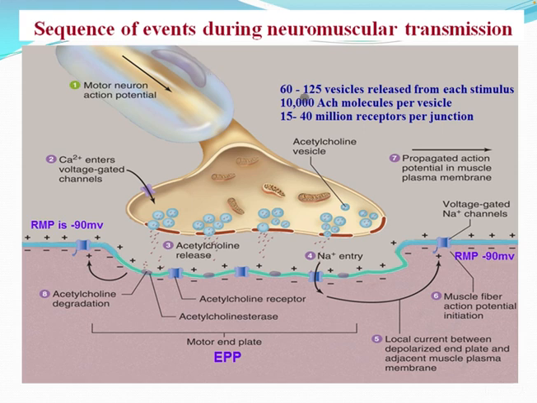So 60 to 125 vesicles are activated by each stimulus. Approximately 10,000 acetylcholine molecules are released from the vesicles, while the junctional fold of the end plate consists of 15 to 40 million receptors per junction.